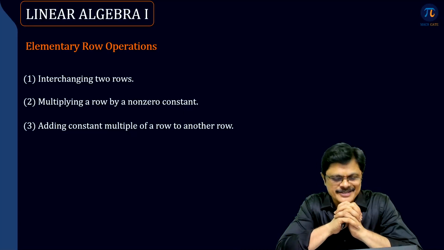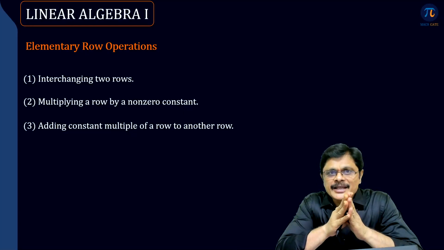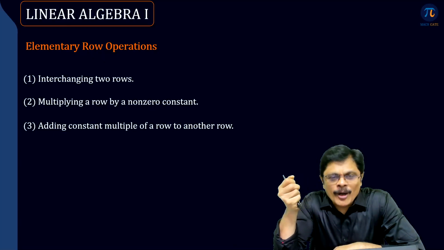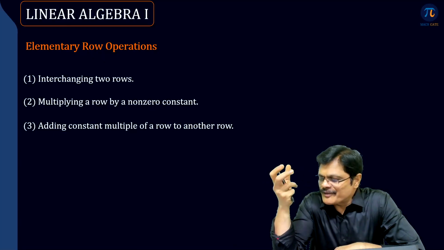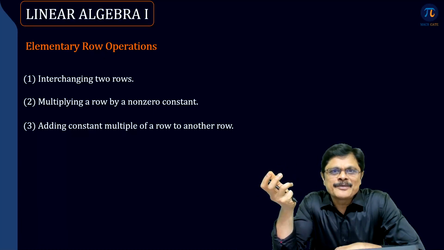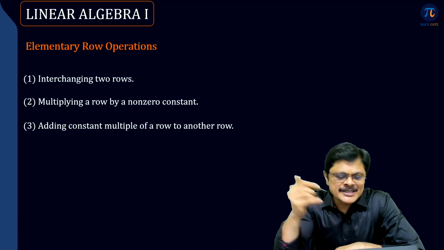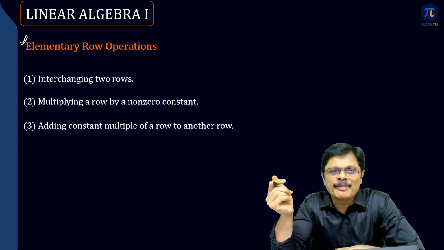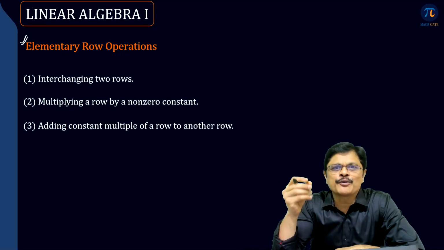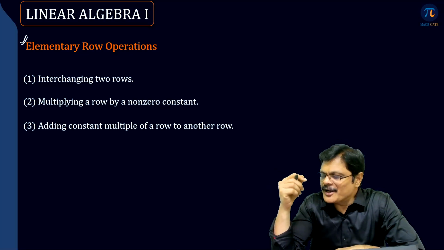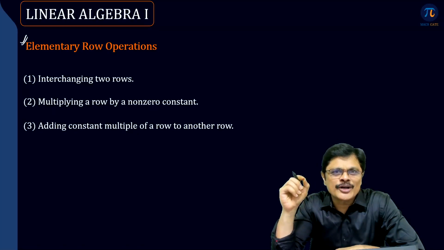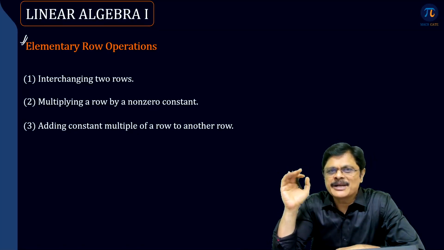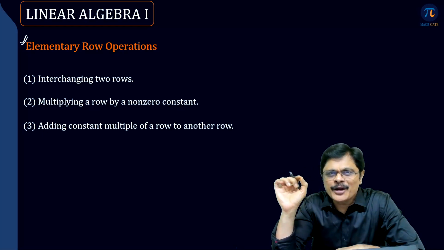Elementary row operations. These are the most important operations, you can say the heart of this entire linear algebra. Most of the work which we do in linear algebra is based on elementary row operations. We also have elementary column operations, but we try to restrict ourselves to row operations most of the time. Maybe for the elementary matrices concept, we discuss both row as well as column operations, but most of the time we talk about only elementary row operations.